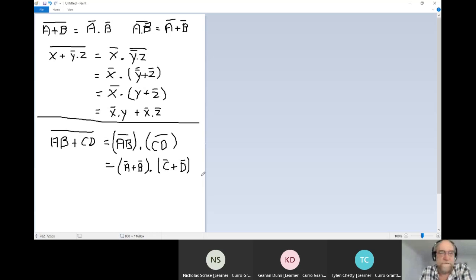Everybody happy with that? So it's basically simplifying until you can't simplify it anymore. There you go. That's exactly what it is. We are just simplifying it down until it's in its most basic form.